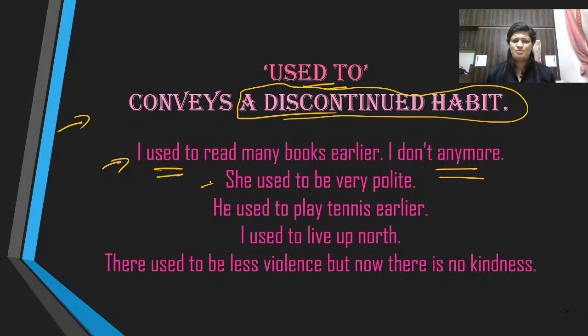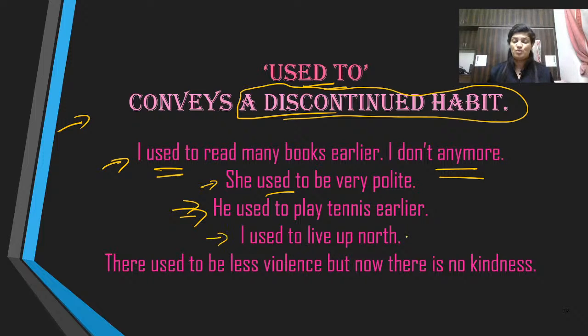She used to be very polite. I don't know what has happened to her nowadays. She is so rude and arrogant. There was a time when she used to be very polite, not anymore. He used to play tennis earlier. Once upon a time he used to be athletic, energetic and enthusiastic, but now he has become lazy and laid back all the time. He doesn't play tennis anymore at all, but he used to.